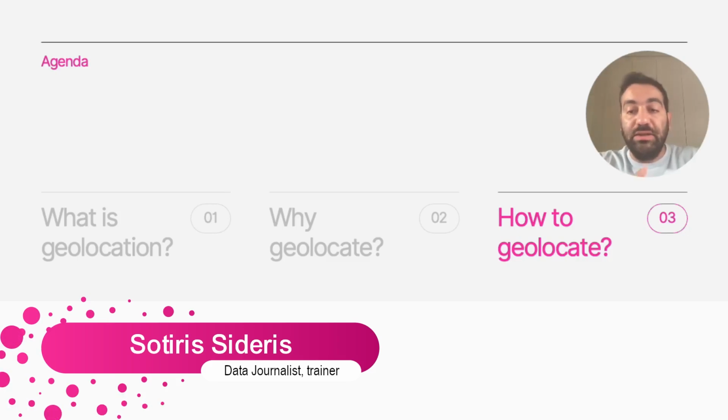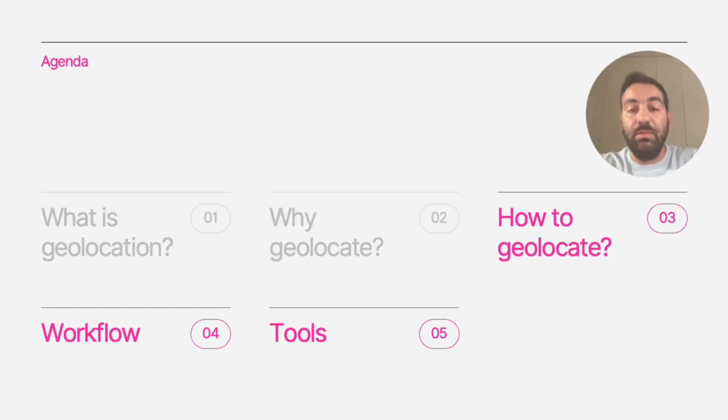Today, we will share practical tips and discuss how to overcome common challenges faced in geolocation practices. So let's dive into the practical aspects of how to geolocate, which is really a fundamental skill for journalists, researchers, and professionals who need to verify the authenticity and location of digital content. Geolocation involves several techniques and tools that can be utilized to pinpoint locations accurately.